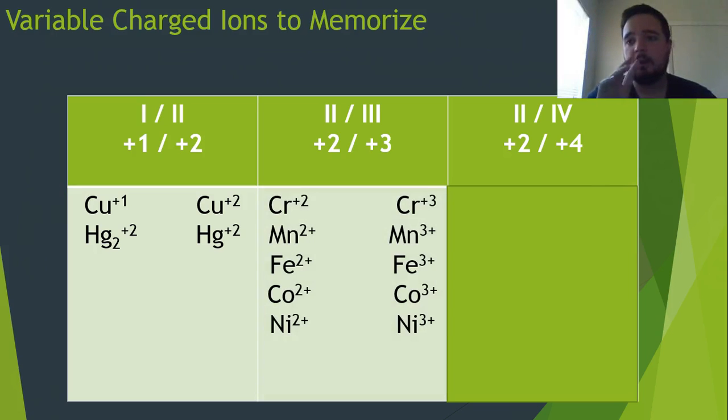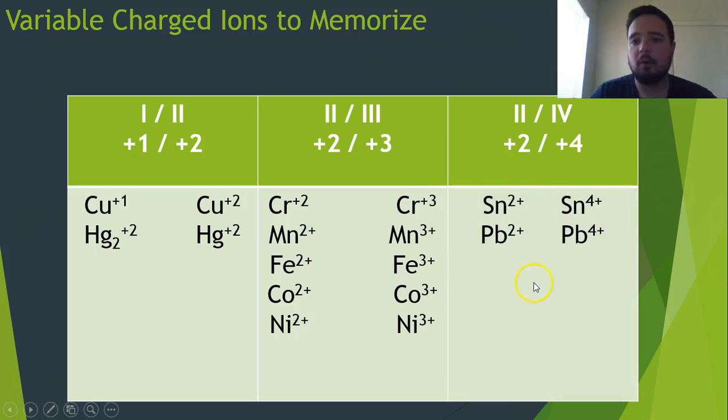The next one is the longer list, so it's the 2 and 3s. So you have chromium 2+ and 3+, manganese 2+ and 3+, iron 2+ and 3+, cobalt 2+ and 3+, nickel 2+ and 3+. Okay, so a majority of them are going to be 2+ and 3+. And we'll probably see these the most throughout the class, but just be aware of that.